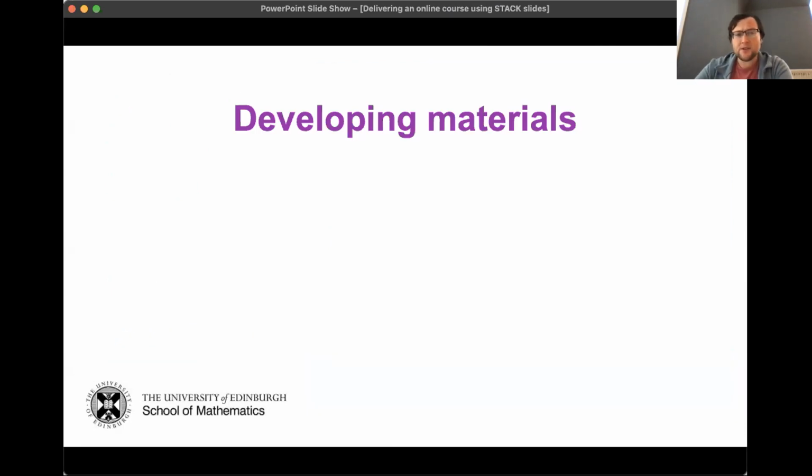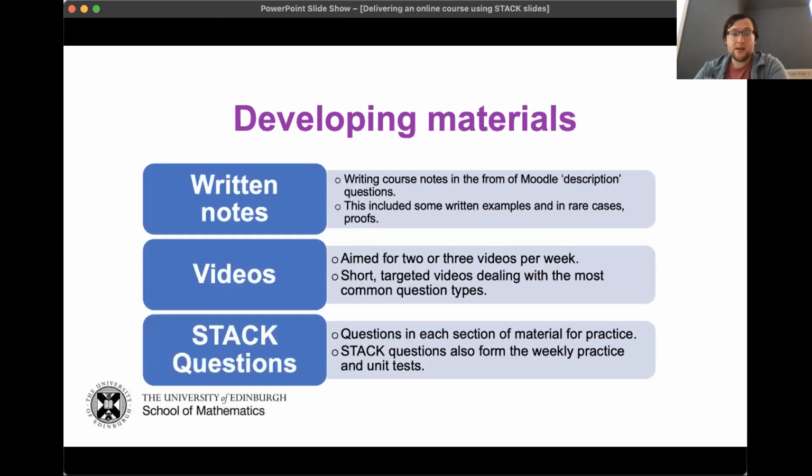So in terms of how we went about developing the materials for this, there were essentially 3 facets that we needed to write. The first of which was the actual content notes, the typewritten notes. Secondly, it was to develop the videos, which back in the time before the pandemic, we weren't quite as familiar with as we all are now. And finally, we had to develop the code to make the suitable Stack questions work.